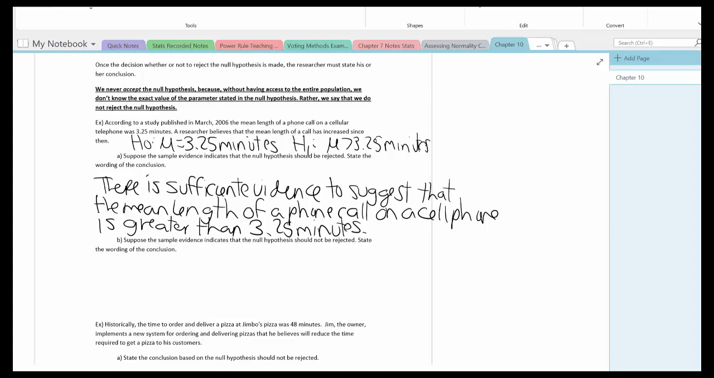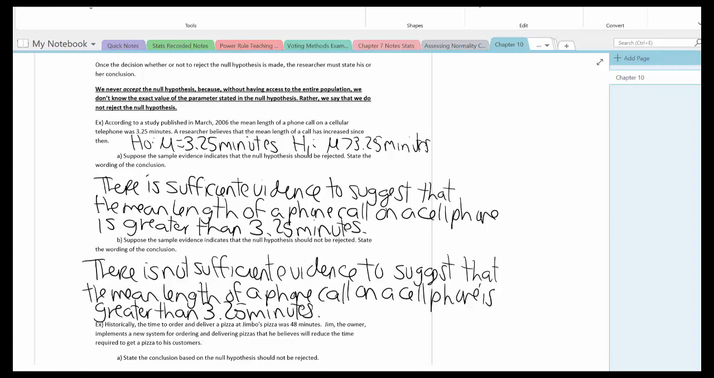Part B. Suppose the sample evidence indicates the null hypothesis should not be rejected. State the wording of the conclusion here. I'm going to write that now. There is not sufficient evidence to suggest that the mean length of a phone call on a cell phone is greater than 3.25 minutes. We'll always write this with respect to the alternative hypothesis because that's what they're trying to investigate.